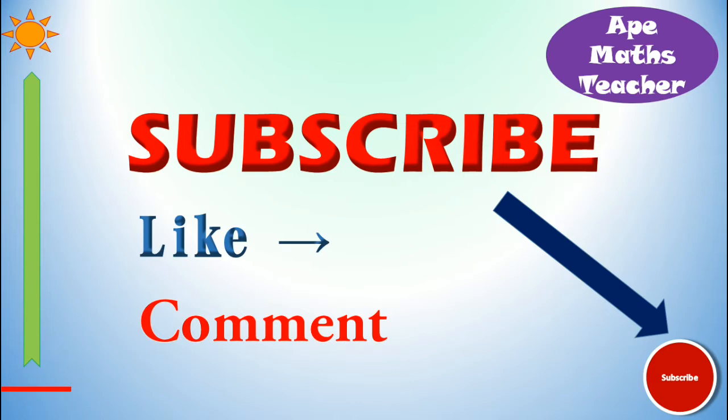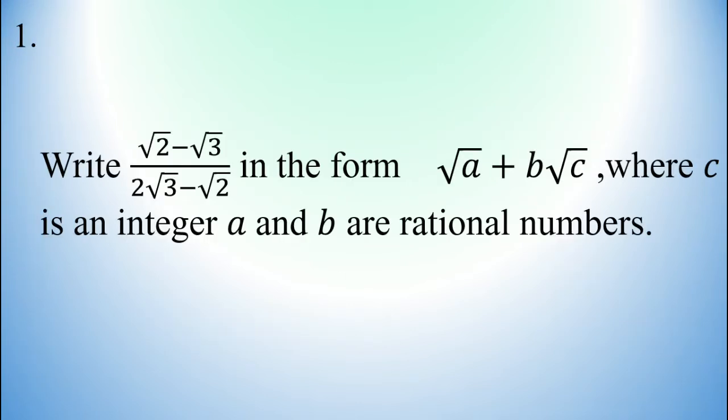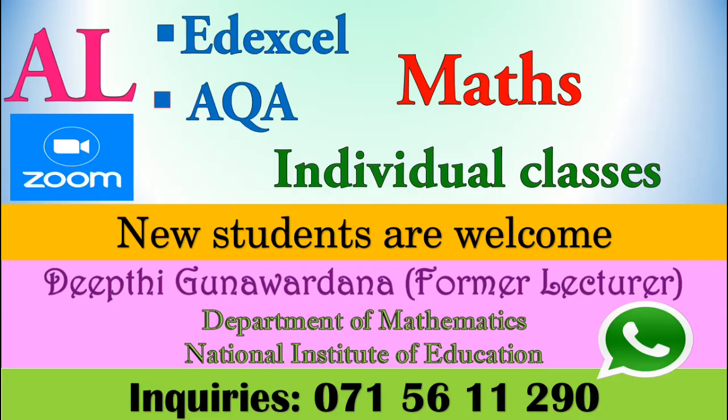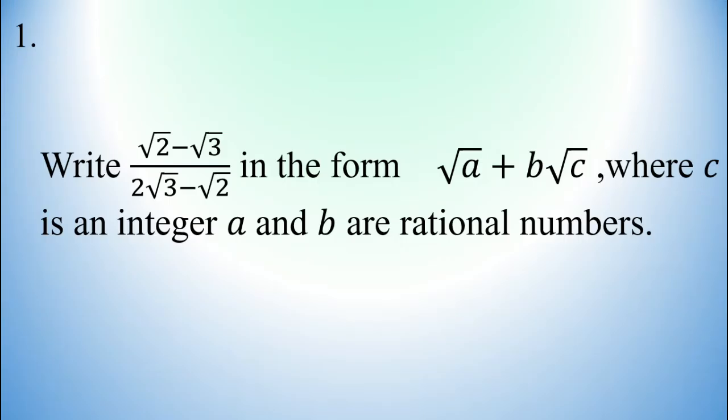This is my first problem. Write (root 2 minus root 3) upon (2 root 3 minus root 2) in the form root a plus b root c, where c is an integer, and a and b are rational numbers. Sometimes this kind of problem may be familiar to you, but you may not have found how you should answer them in the correct manner. Let's see how to solve this problem.